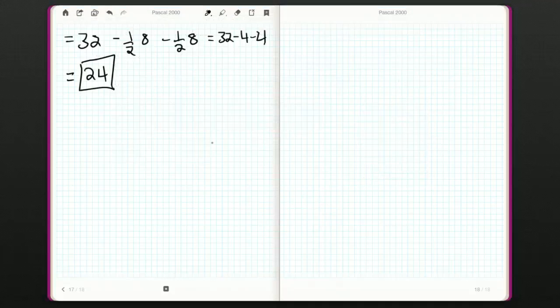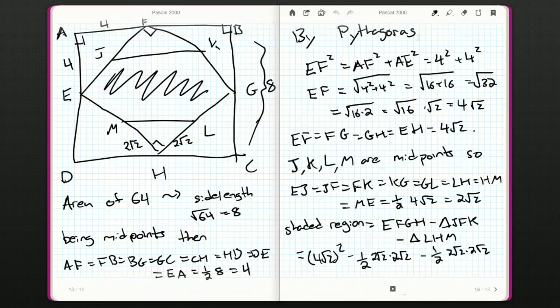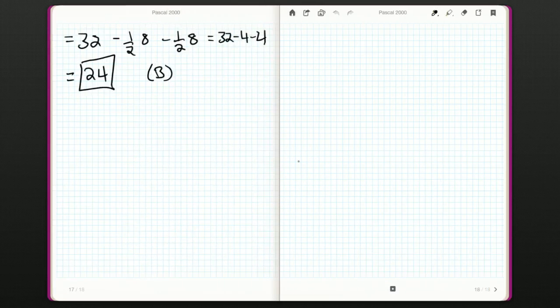As I say, it took us a while to get there, but I would say every step was fairly straightforward. What did we do? We found the side length of our big square. We used that to find the side length of our smaller square, and we used those to find the side lengths of the smaller right-angled triangles. And we realized shaded region is small square minus these two triangles. So I would say ultimately it was straightforward, if not a bit computationally expensive.